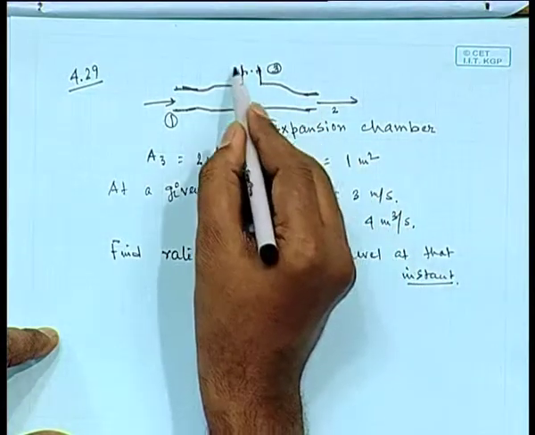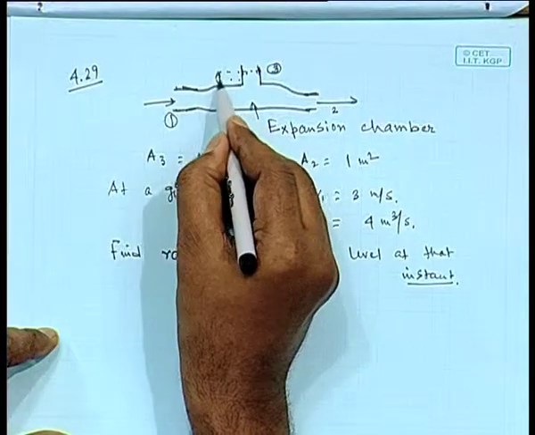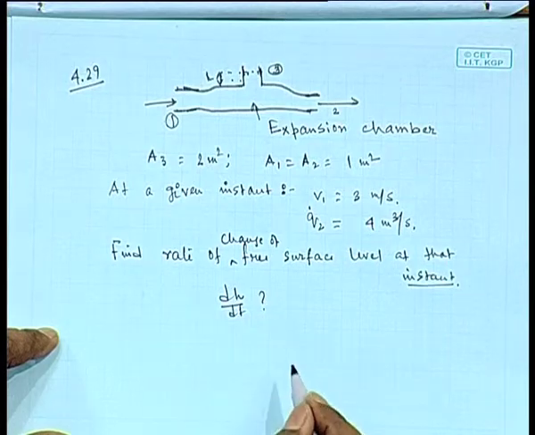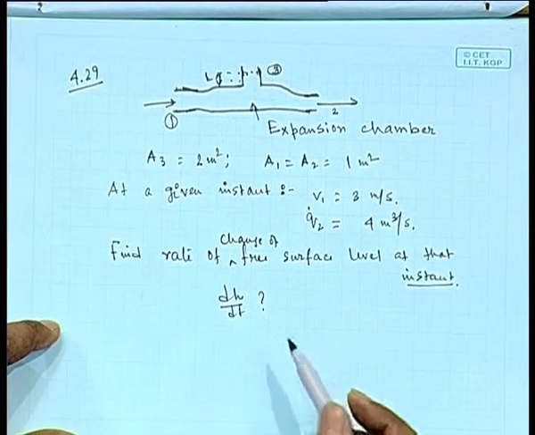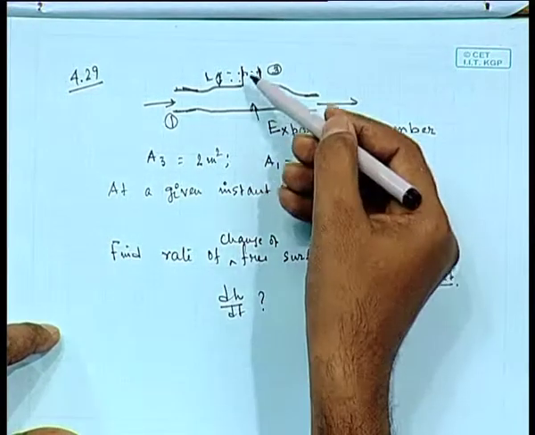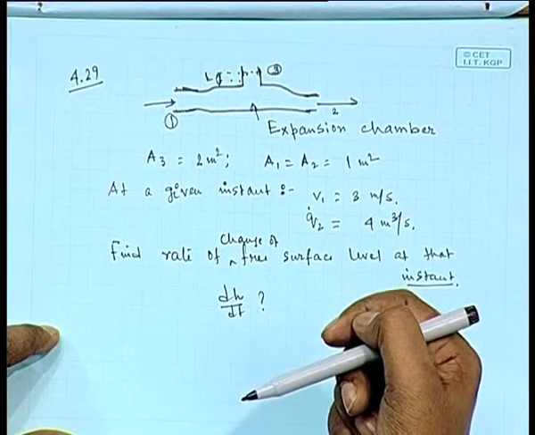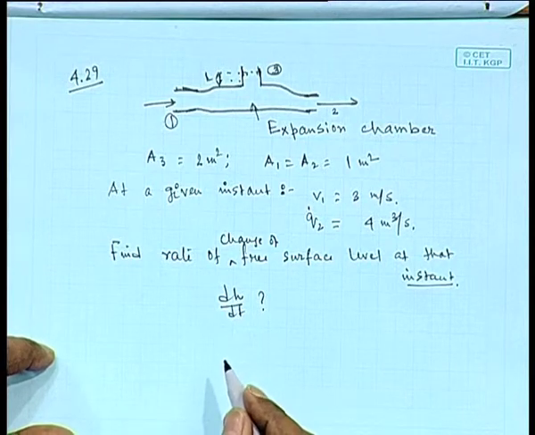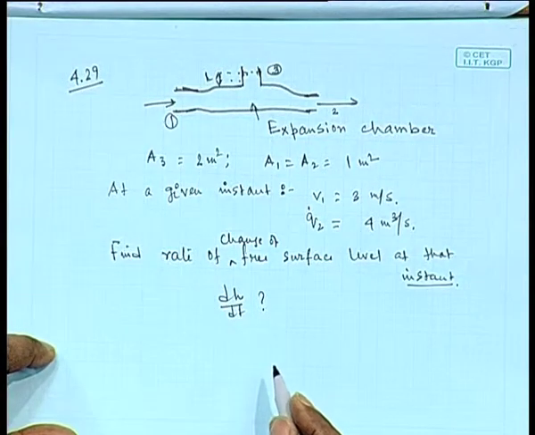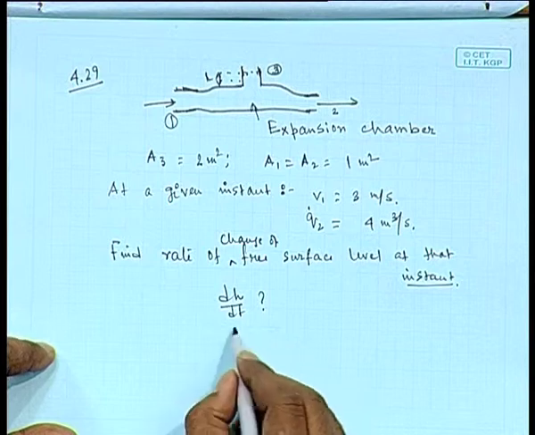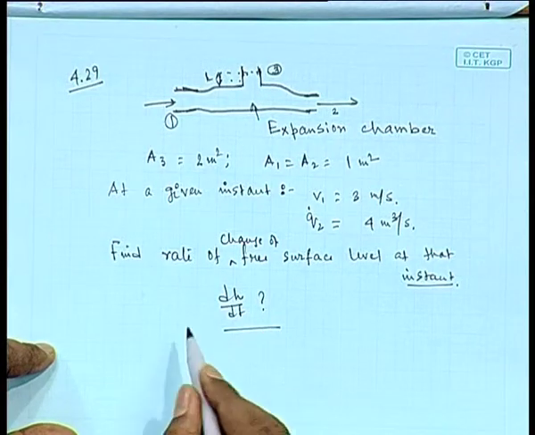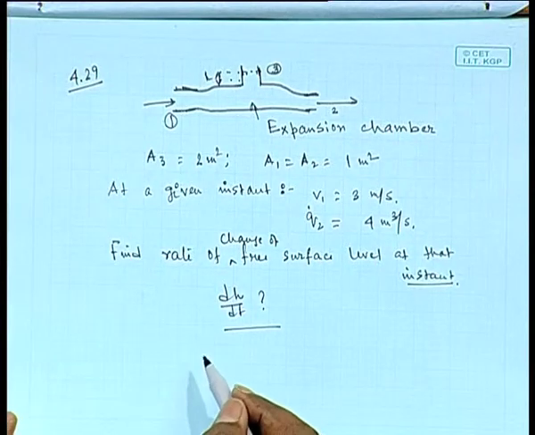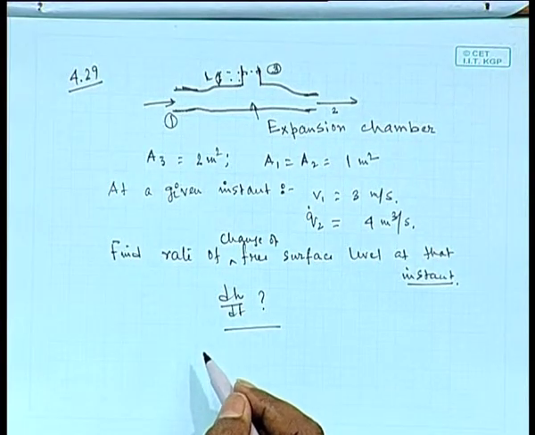That means, if this height is h, you have to find out the value of dh dt, and whether dh dt is positive or negative. If it is positive, this level will be rising. If it is negative, it will be receding, falling. So, it is basically a transient problem. You have to write down the conservation of material balance equation, keeping the transient term as well.